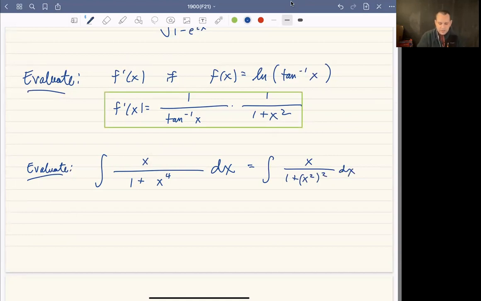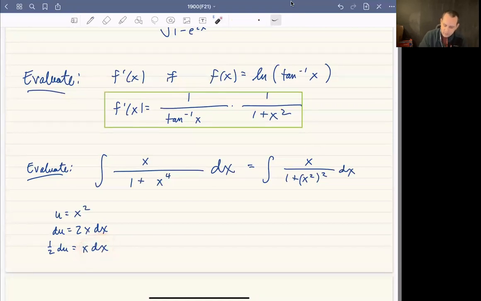So now we can substitute u equals x squared. du is going to be a constant multiple of x dx. So we can move the constant over. And here we have our x dx. So that's that. We're going to have a 1 plus u squared in the denominator. And then I forgot the 1/2 out front. So we get 1/2 times the integral of 1 over 1 plus u squared du.